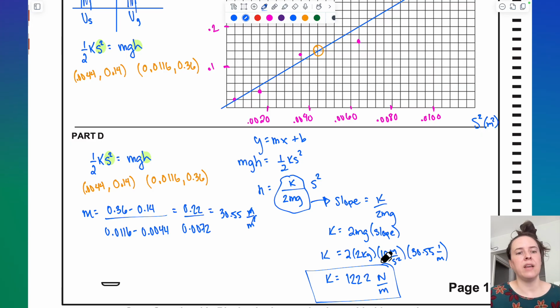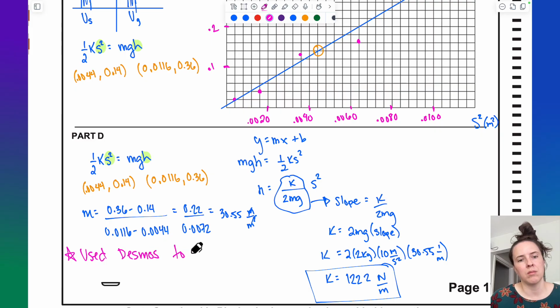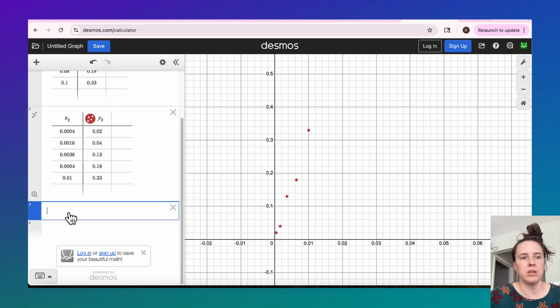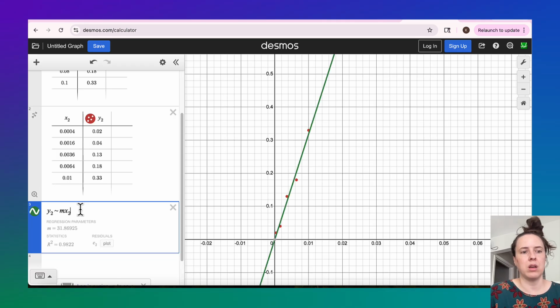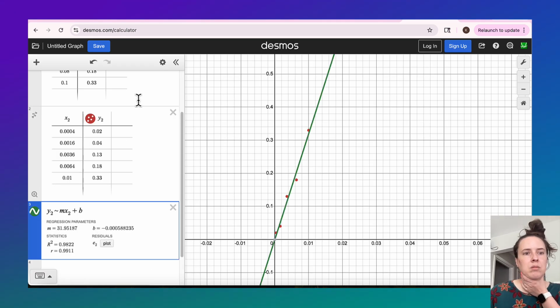Approx. If you wanted to use Desmos to do your regression, you just need to specify that you used Desmos. If you don't tell us you use Desmos to find the slope, the best fit line, then you're not getting that point. So if I do that on Desmos, we're going to say, hey Desmos, do y equals mx plus b using my y coordinates, which were h, which we named y2, and my x coordinate, which was s squared. So that slope is going to be 31.95 in that case.